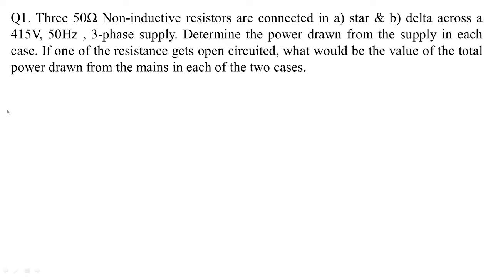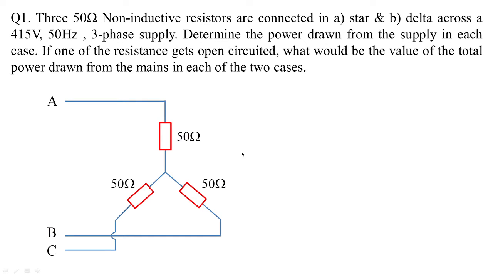The question is given as three 50 ohm non-inductive resistors are connected in star and delta form across a 415 volts, 50 hertz three-phase supply. We need to determine the power drawn from the supply in each case. That is the first requirement. If one of the resistances gets open circuited both in star and delta, then what would be the value of total power drawn from the mains in each of the two cases?